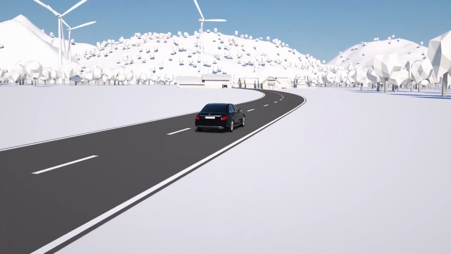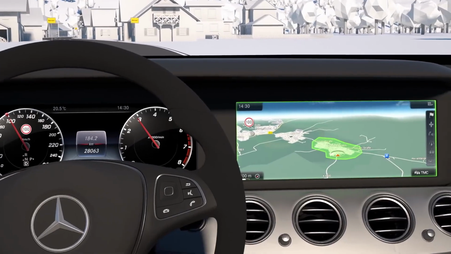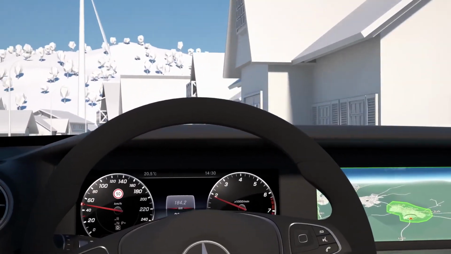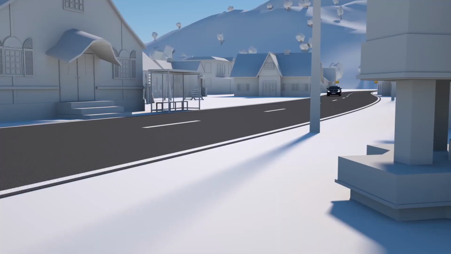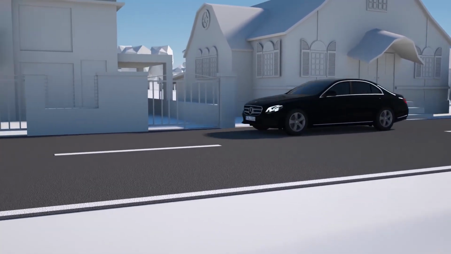Via the navigation system, implicit speed limits such as 100 km per hour on country roads or 50 km per hour in built-up areas can be recognized and are proactively taken into account, for example before entering towns.